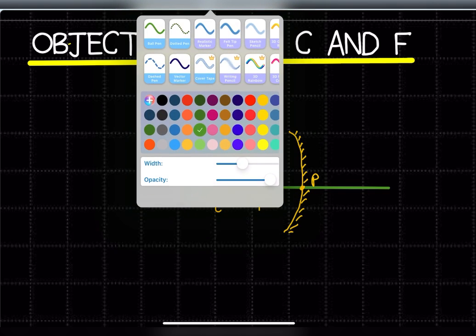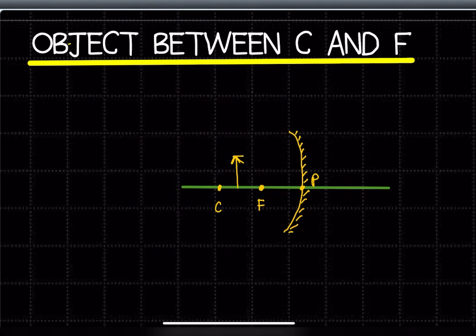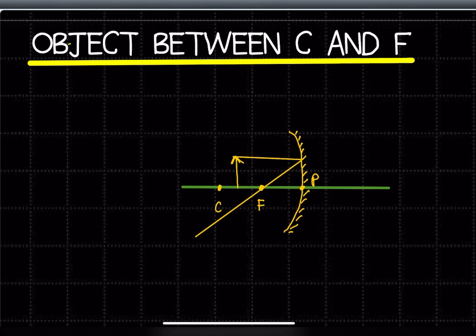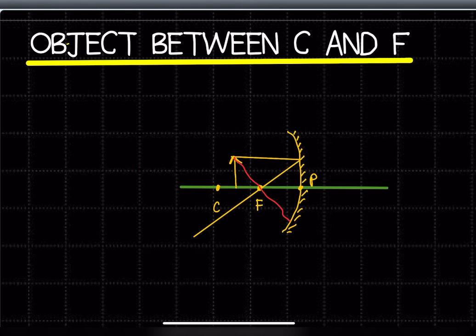What does the rule say? The rule is the same. Take a line parallel. After reflection, it will pass through the focus. Second rule: take a line that passes through the focus like this. After reflection, it will pass on like this. Sorry, a little bit. It will pass on like this. Got my point?